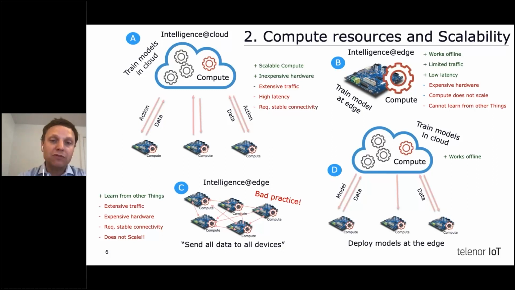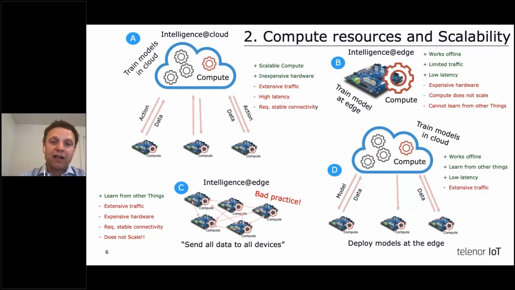And what happens if you do this? Well, it will work offline. You don't need to report data to the cloud to get the intelligence. You have the data locally and the intelligence locally. That's fantastic. But you also have the fantastic thing that you can learn from other things, because all devices will report to the cloud, so you can learn and build models there. And you will also have the low latency advantage, because you don't need to send data to the cloud to get decisions. So that is also nice.